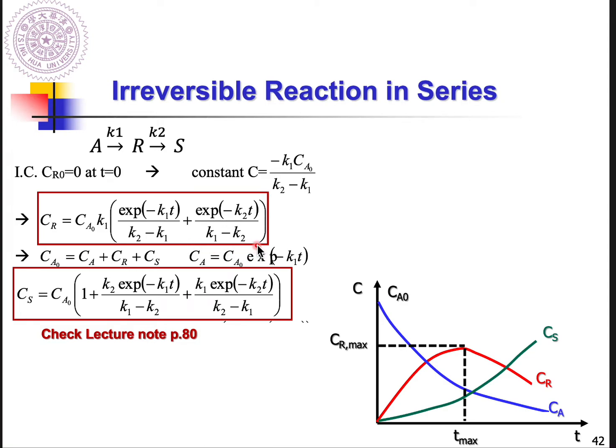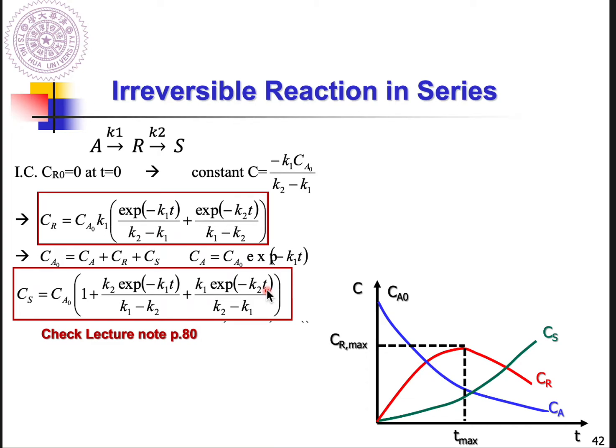And now we know Ca and Cr, and Ca0 is the beginning concentration of reactant A. Ca0 can be expressed as equal to Ca plus Cr plus Cs. Because we know this one and this one, we can get Cs expressed like this as a function of t, k1, and k2. k1 is a t, right? You know, as a function of t.